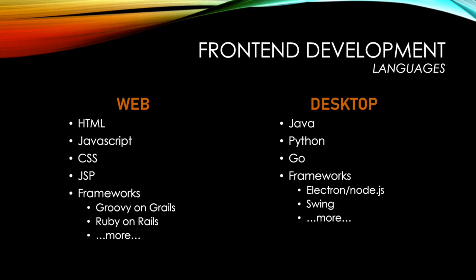And then desktop is typically either Java, Python, or Go is a newer one. It's probably only been out there a couple years. Not quite as popular. The two big ones are Java and Python. And then you have some frameworks. Swing is a Java framework, and a framework just kind of helps you develop what it is that you're working on. Gives you some shortcuts.